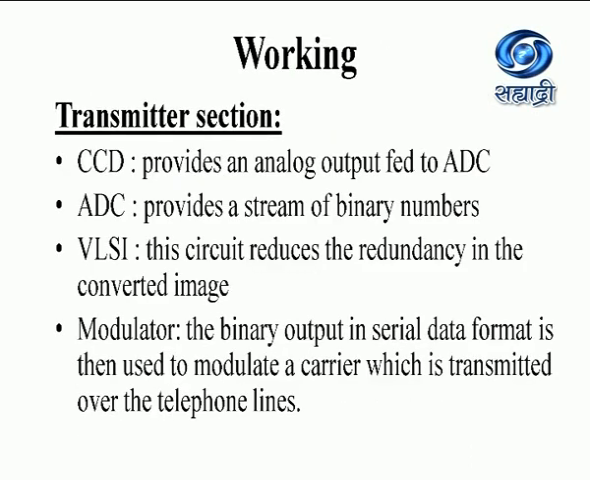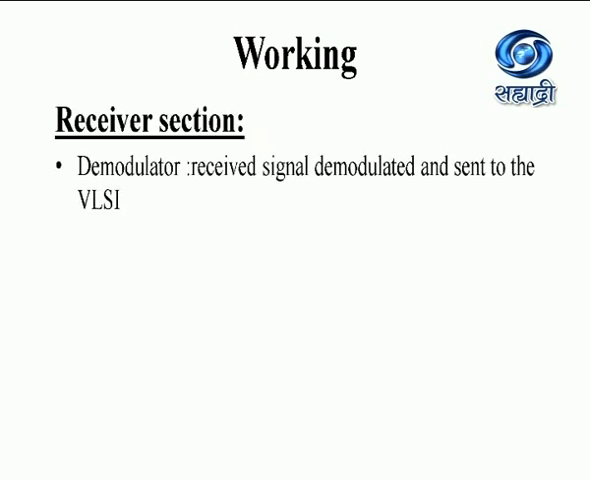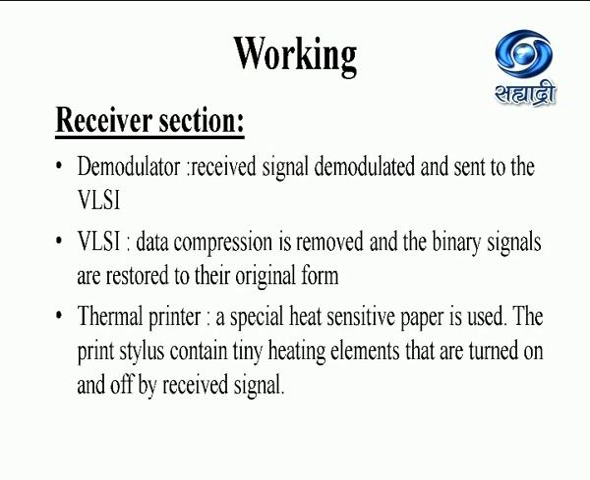In the transmission section, the CCD provides an analog output fed to the ADC. The ADC provides a stream of binary numbers. VLSI technique is used; this circuit reduces the redundancy in the converted image. And the last part in the transmission section is the modulator. The binary output in serial data format is then used to modulate a carrier which is transmitted over the telephone lines. In the receiver section, we have the demodulator.